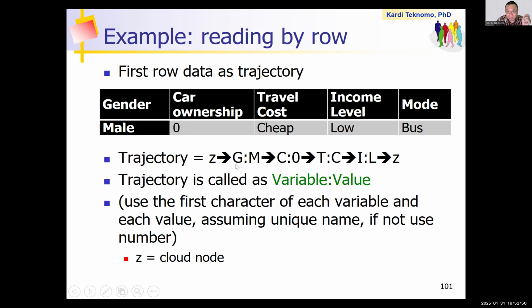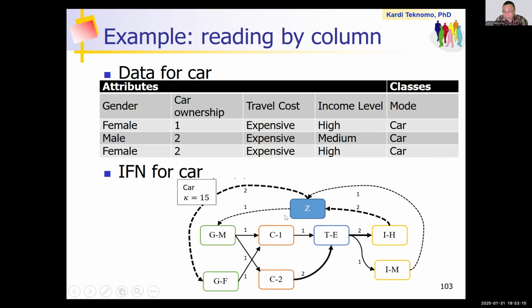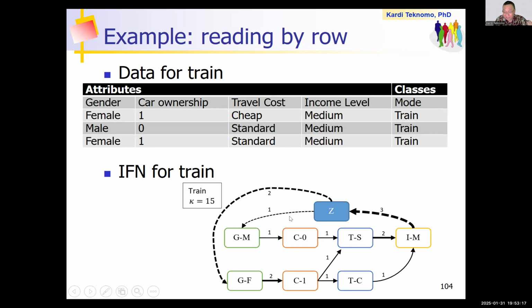Again, we use this one: gender male, so GM. Z here represents the cloud node. Car ownership 0, so C0. Travel cost cheap, so C. That trajectory represents the variable and value, and I train this. Say for bus, I get this network; for the car, I get this network; and for the train, I get this network.